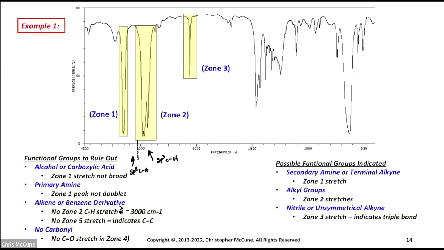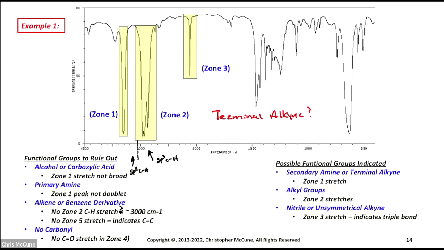So something that stands out to me is that I've got a peak here and a peak here. So I start to think that maybe I have a terminal alkyne here, right? But without more information, it's hard to really nail that down. Okay. So that's why the IR is useful. It allows you to rule out functional groups that your structure doesn't contain, and it also gives you some clues what it might be in terms of functionality.